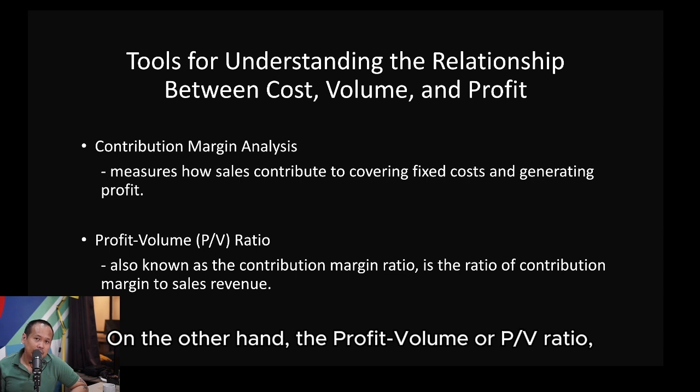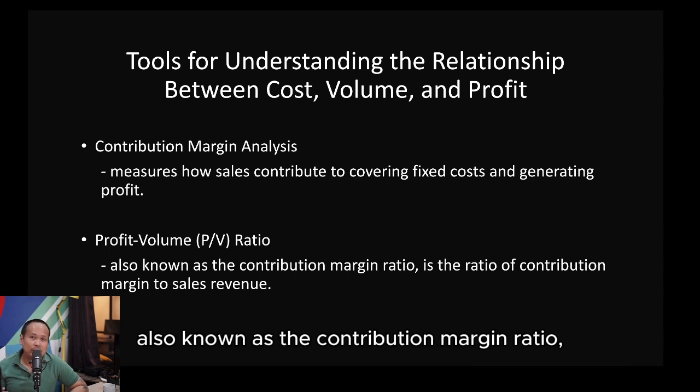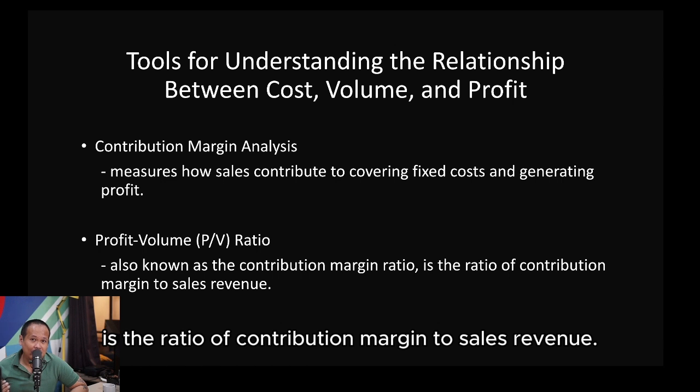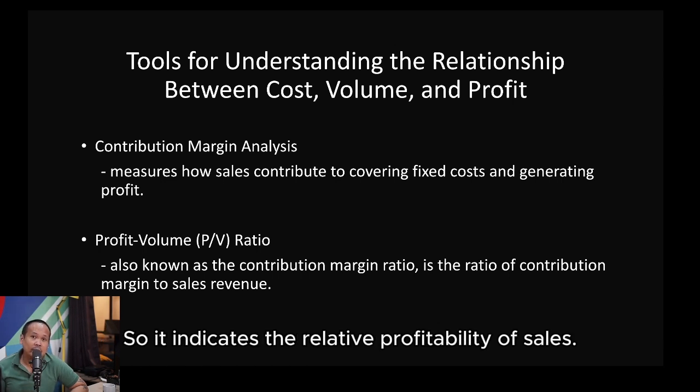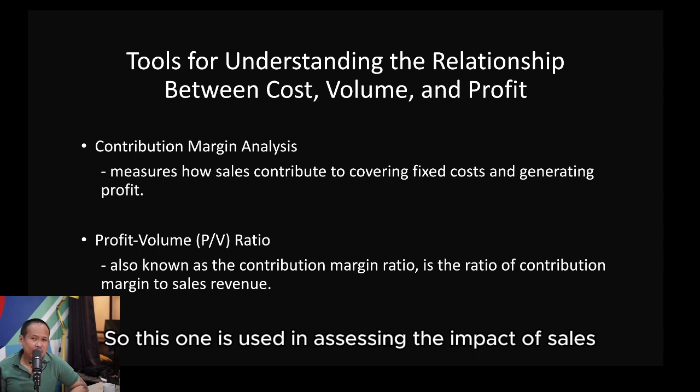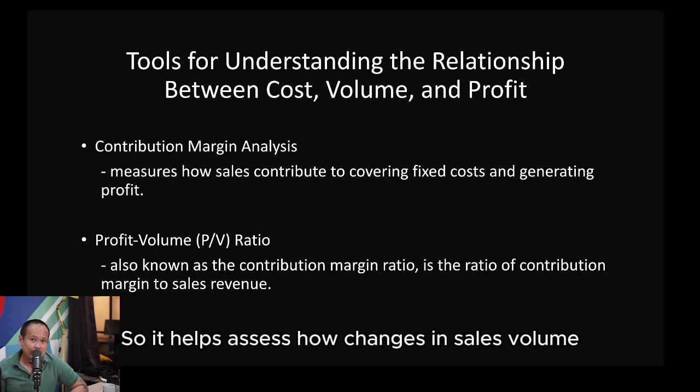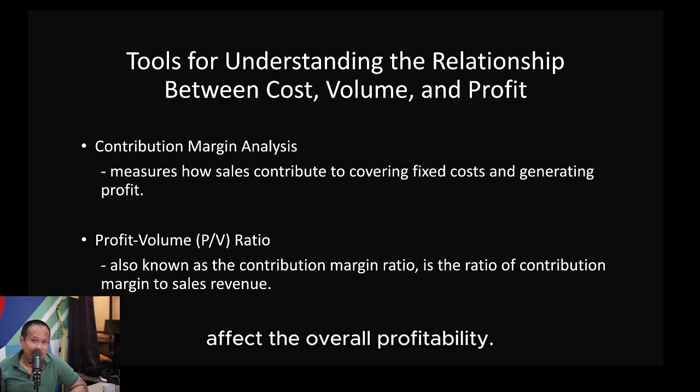On the other hand, the profit volume, or PV, ratio, also known as the contribution margin ratio, is the ratio of contribution margin to sales revenue. It indicates the relative profitability of sales. This one is used in assessing the impact of sales changes on profit. It helps assess how changes in sales volume affect the overall profitability.